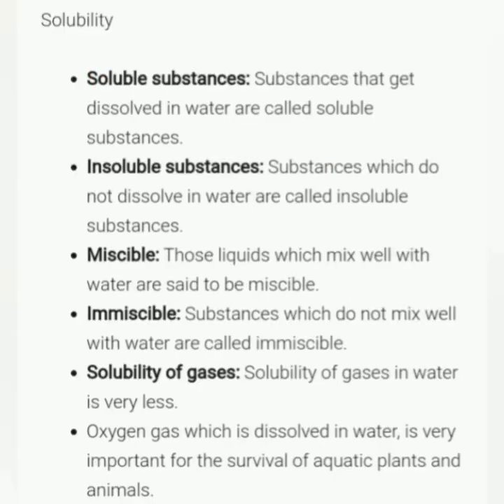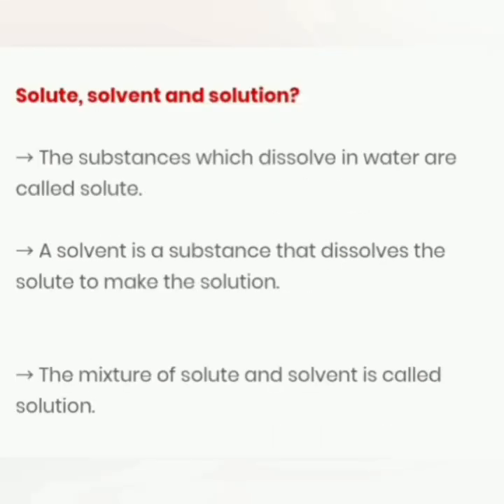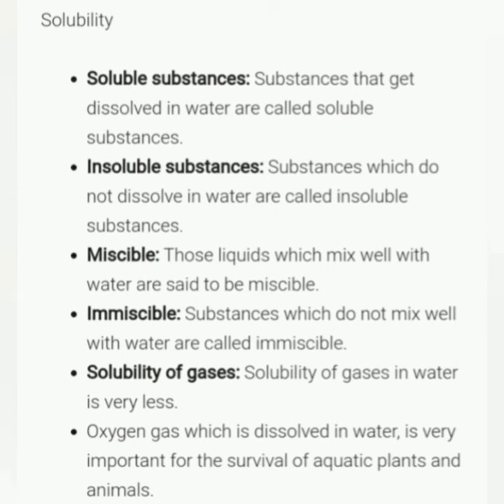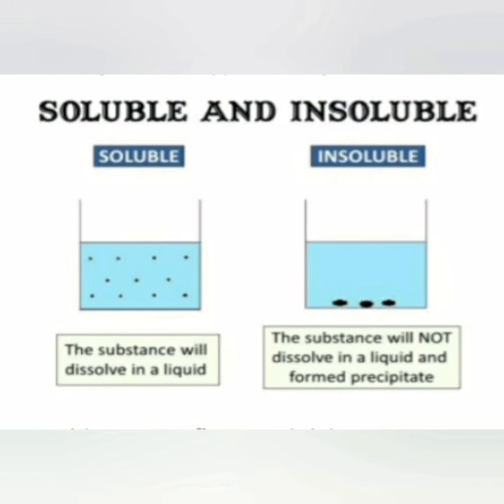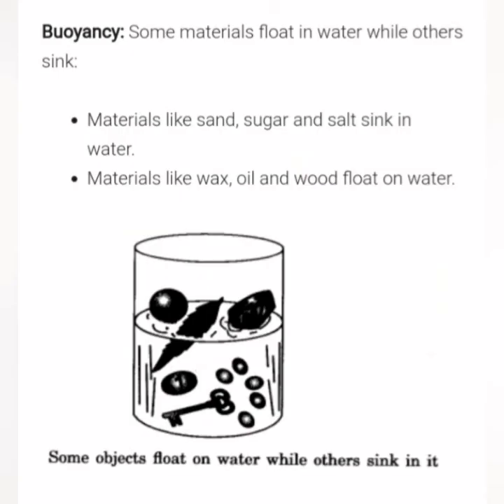Now what are solute, solvent and solution? The substance which dissolves in water is called the solute, and a solvent is a substance that dissolves the solute to make the solution, and the mixture of solute and solvent is called a solution. So what is solute, solvent and solution? The solute is the substance which dissolves in water, and a solvent is a substance that dissolves the solute to make the solution, and the mixture of solute and solvent is called a solution.